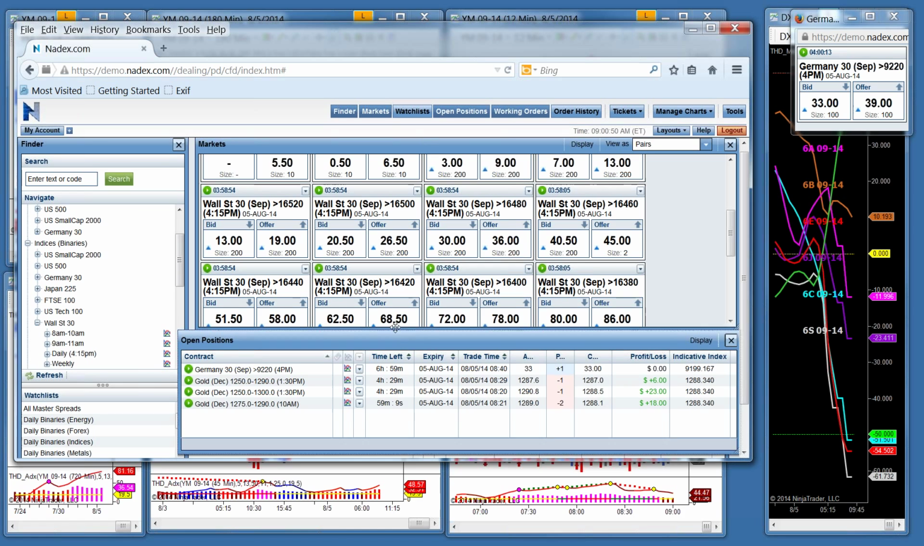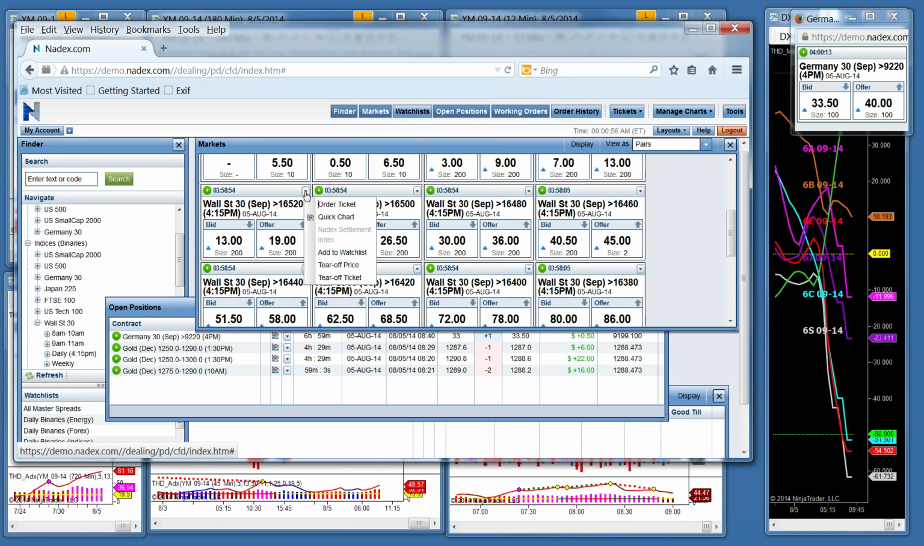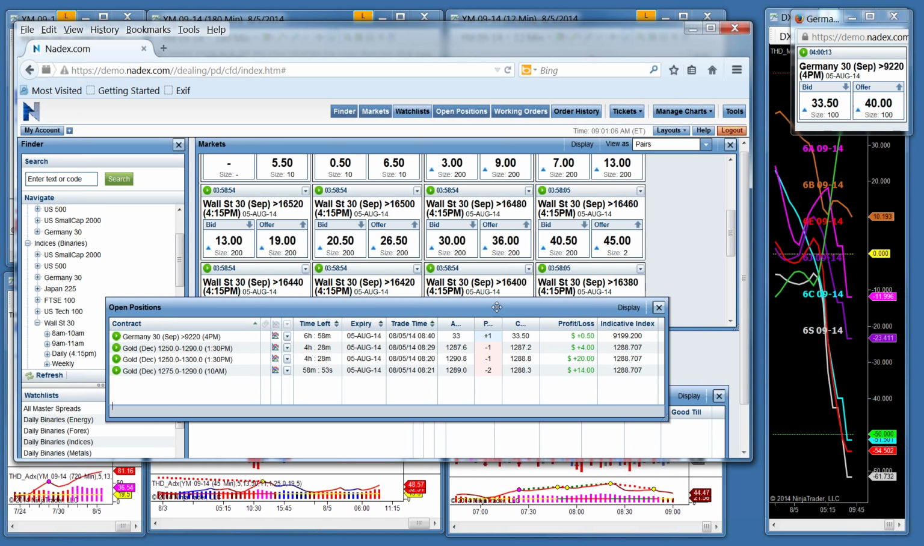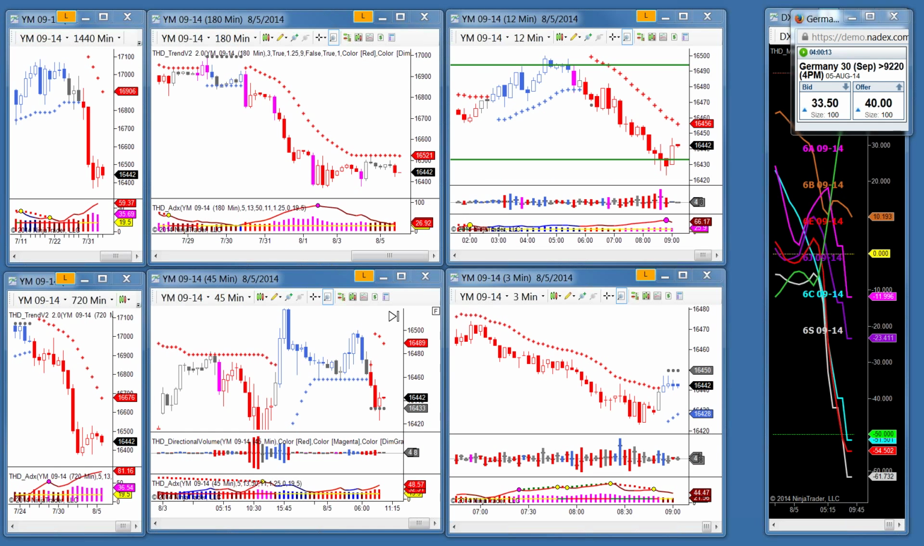You can do it from your open positions or from the quote window. And it's tear off price. Okay? And that way you can actually keep it up. Any questions on the Dow, guys?